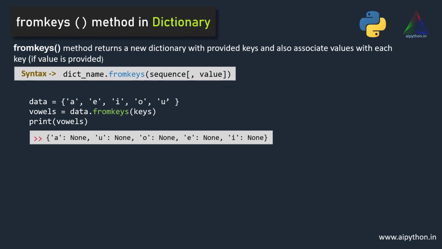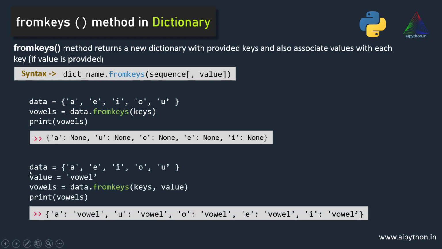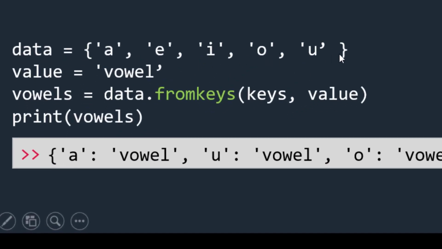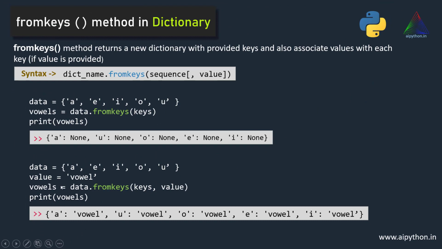Now in another case, let's say we want to initialize these A, E, I, O, U keys with some values. So in another example, let's say we have data equal to A, E, I, O, U, same data. Now we store one value equal to vowel. Same example, the difference we are making here is, in the third line, data dot fromkeys, we are providing keys along with the value. So what is the value? It is vowel. So here all the keys will be assigned the default value, which is vowel. So this is, as I told you, the bulk value assignment to existing keys.